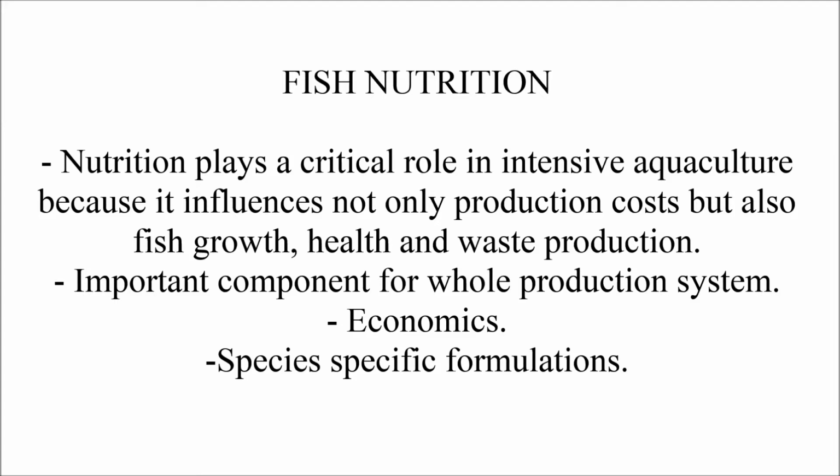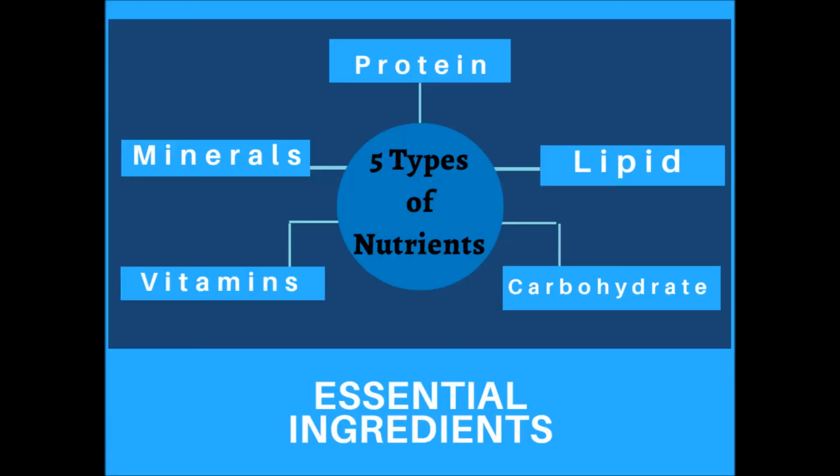Nutrition in fish plays a critical role in intensive aquaculture because it influences not only production costs but also fish growth, health, and waste production. It is an important component for the whole production system, and it is also important for the world economy and species specific formulation. So here are the essential ingredients. There are 5 types of nutrients, which are protein, minerals, vitamin, lipid, and carbohydrate.